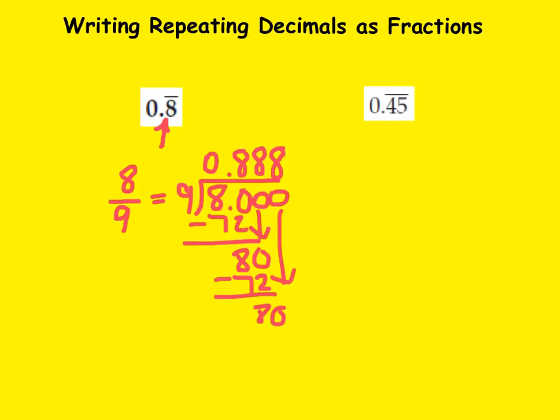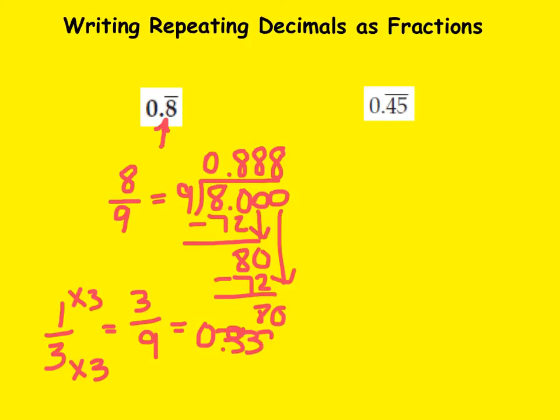You can also think of 1/3. How could you get a 9 in the bottom? You would multiply by 3. So 1/3 is the same as 3/9, or 0.3333 repeating. All right, if you have two numbers repeating, instead of doing the hundredths place, which is where it finishes, we're actually going to do the 99ths place. So this would be 45 over 99.